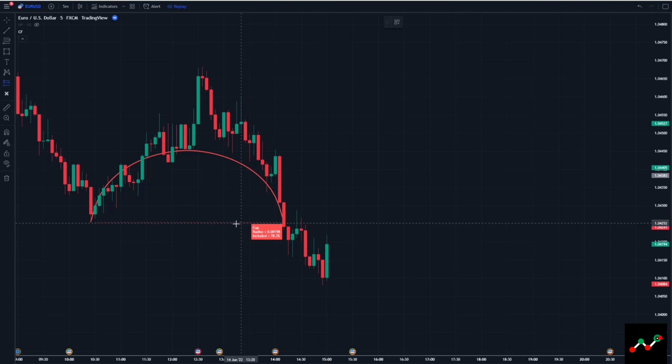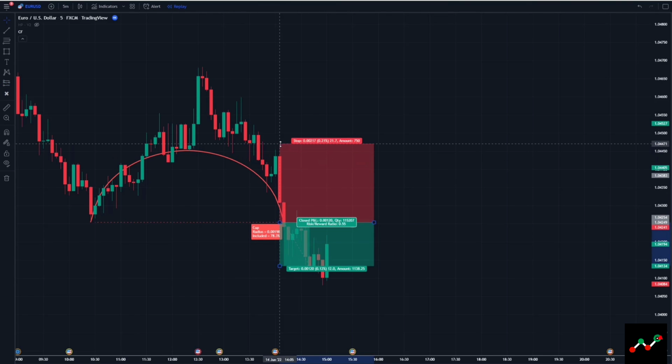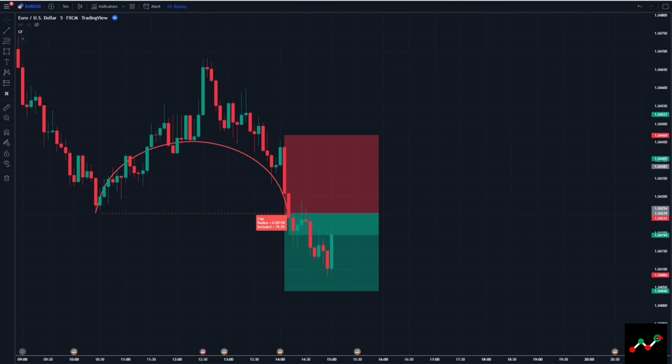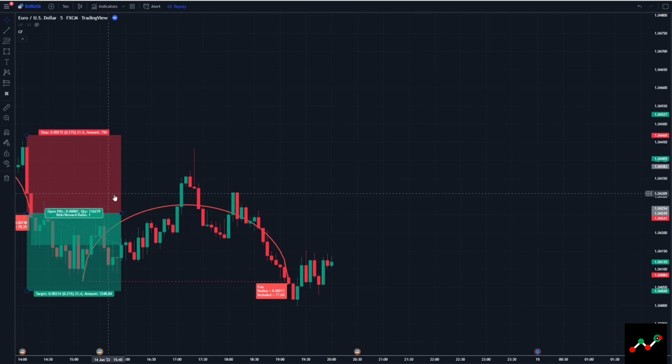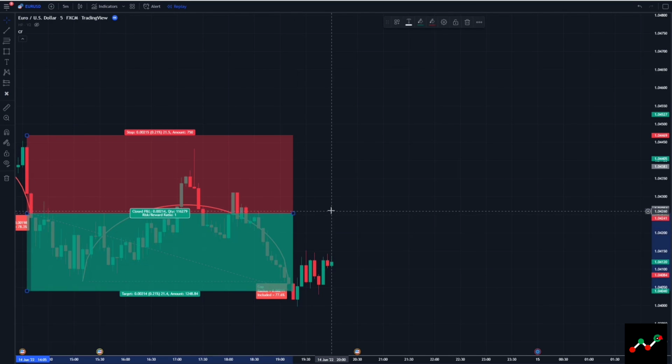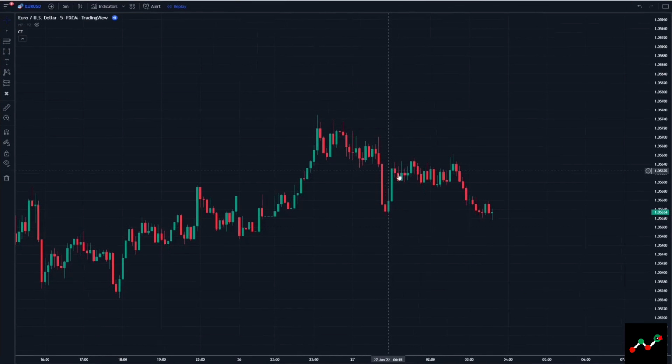Okay, the indicator has found a downwards cup pattern here. I set the stop loss above the curve of the cup. I set the first target on a 1-to-1 risk and reward ratio. We reached our target. To get a better result from this strategy, I add the EMA indicator to my charts.